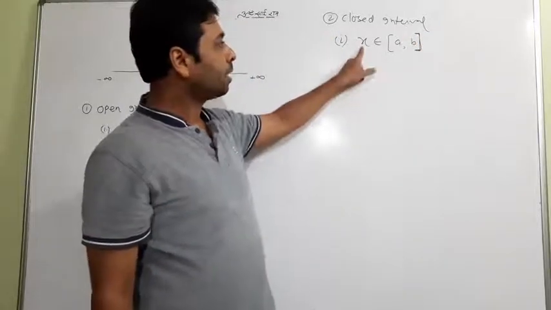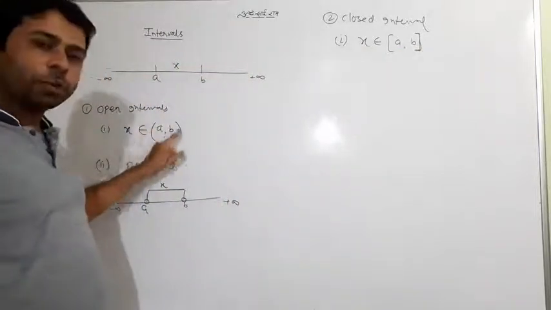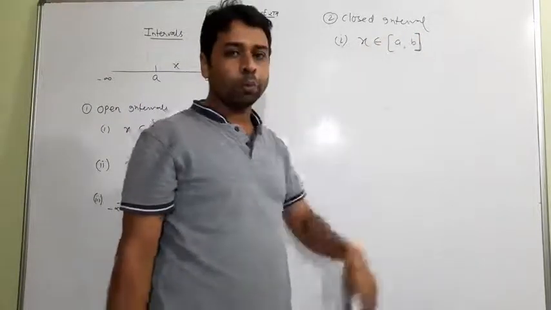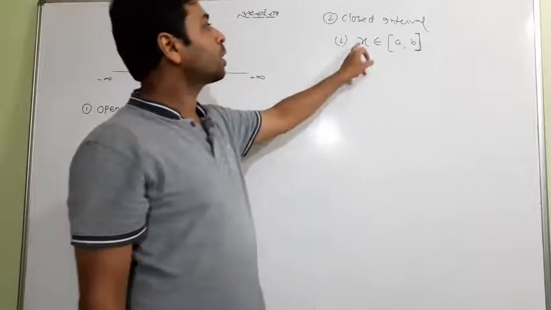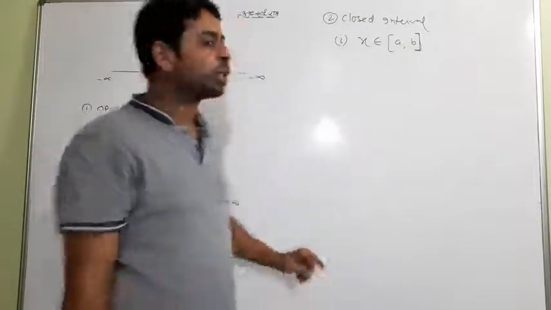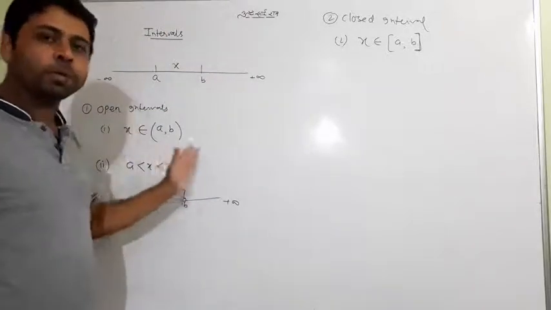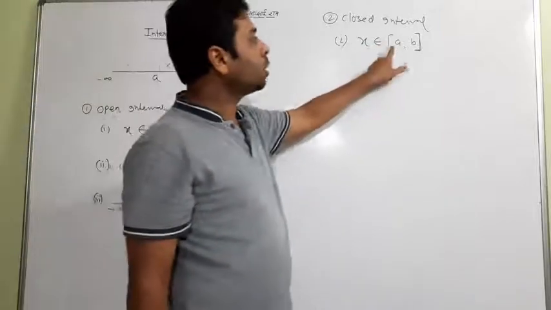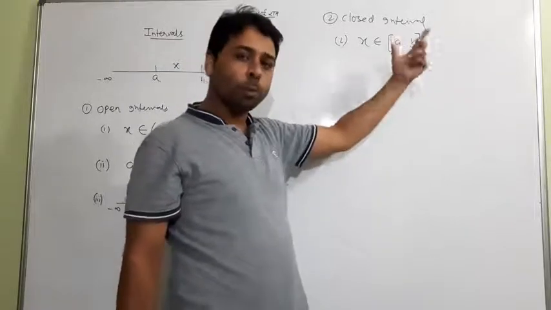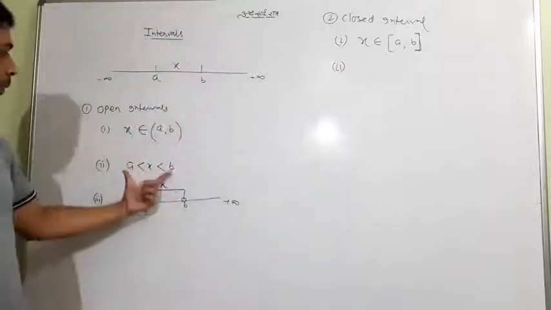Again, x can attain any value between a and b. This time x can equal a and x can also equal b, meaning the value of x may be a, or the value of x may be b, or a value between a and b. Whereas before I used that x cannot equal a and x cannot equal b, but x may be between a and b. So in a closed interval, x can equal either a or b, or lie between a and b. This is the first way of representation. Second is this one.